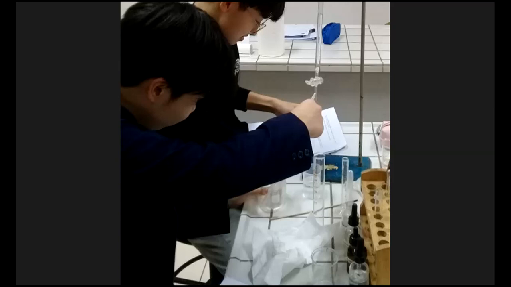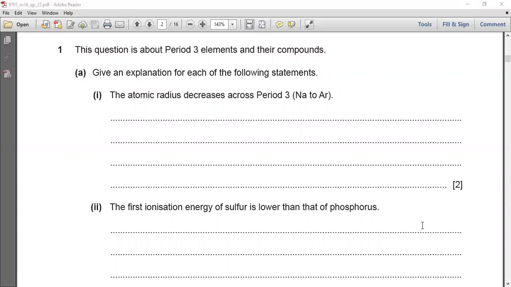Today I'm going to share with you how to tackle questions about periodicity in Paper 2 of the Advanced Level Cambridge International Examination. My name is Agus, and I'm going to show you how to do periodicity. This question is about the period elements and their compounds.